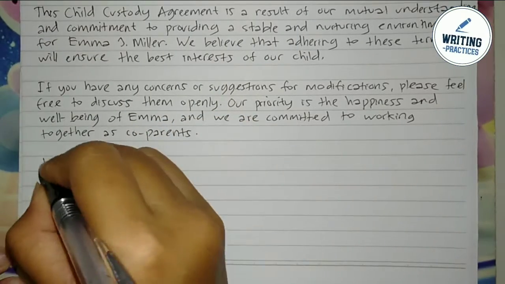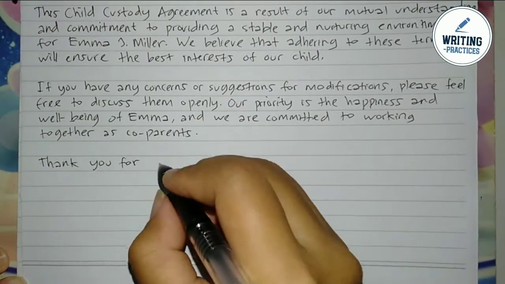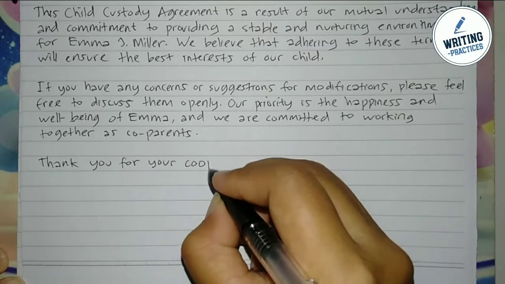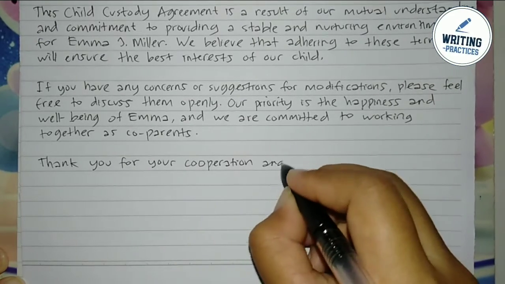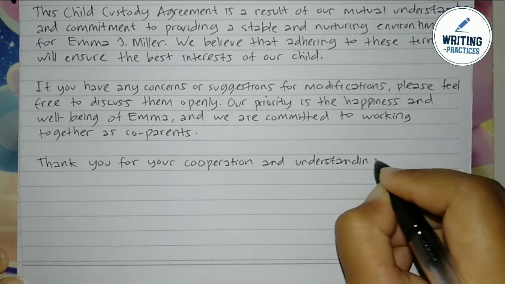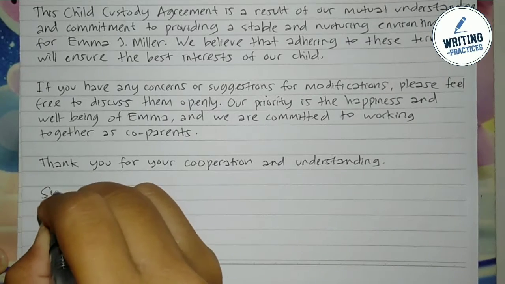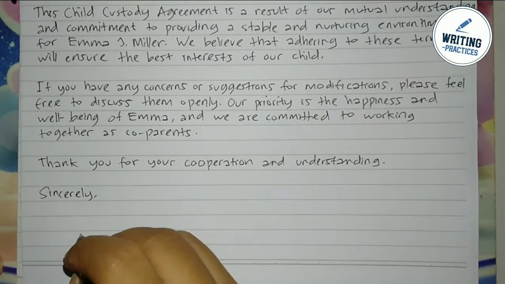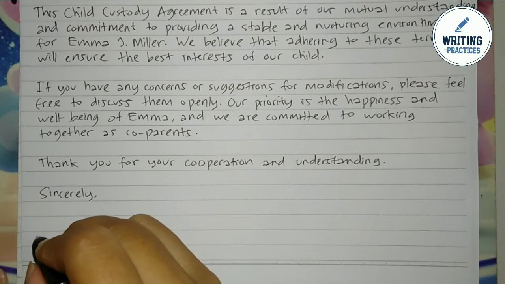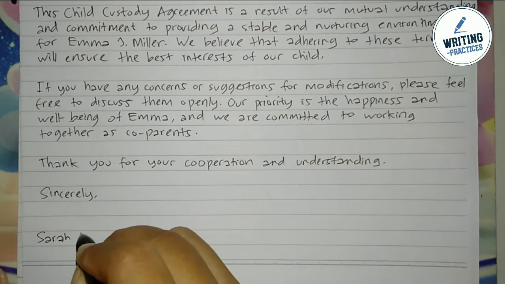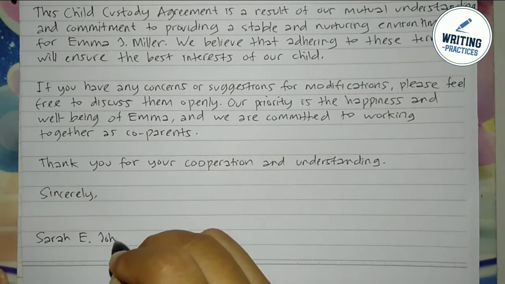And for the last paragraph, don't forget to thank the recipient. You may write something like, "Thank you for your cooperation and understanding." And finally, you can close the letter with "Sincerely." Add your signature, and write your full name under it. So, that's how you write a child custody agreement letter step by step.